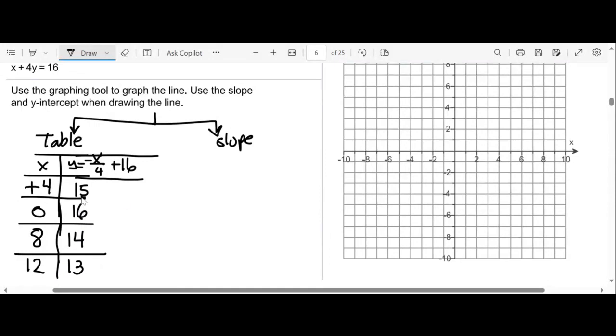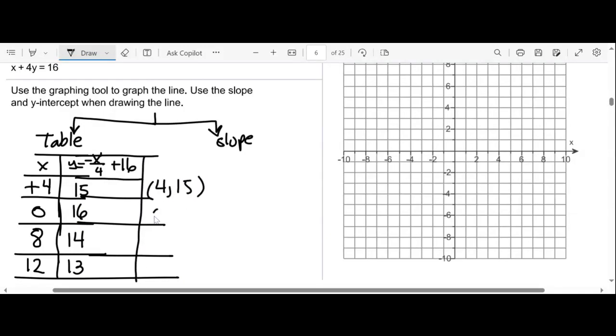Okay, so those are the values, right? So the first point here, 4 and 15. Here, 0 and 16, and here is what? 8 and 14, and here is what? 12 and 13. That's the first method.